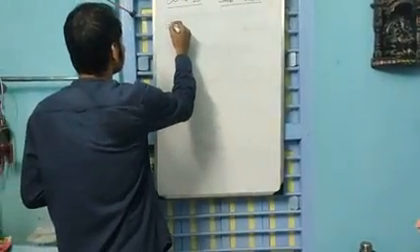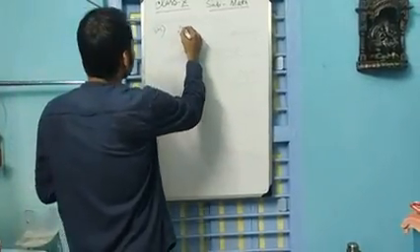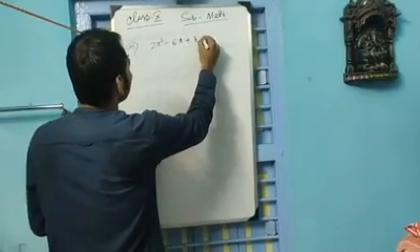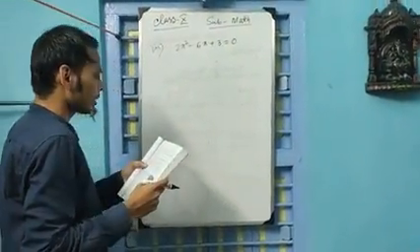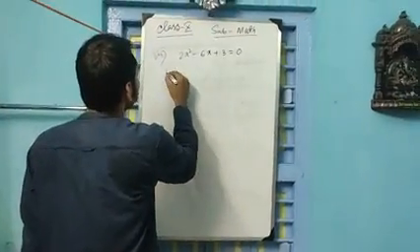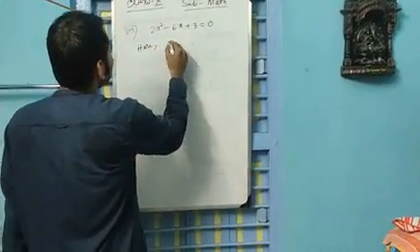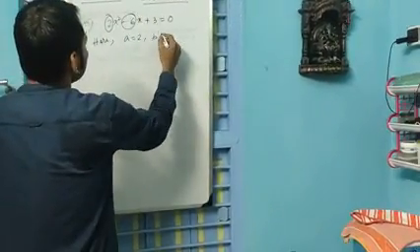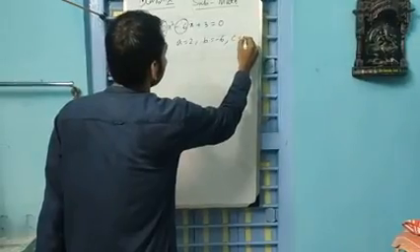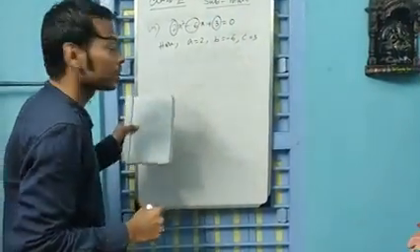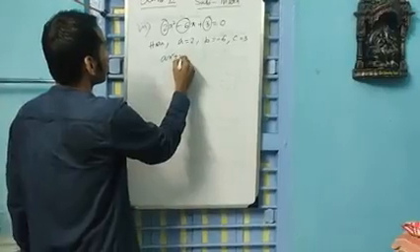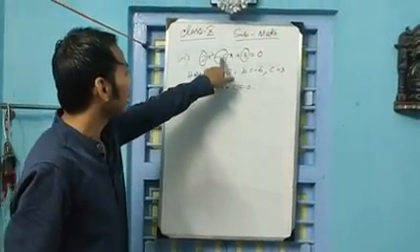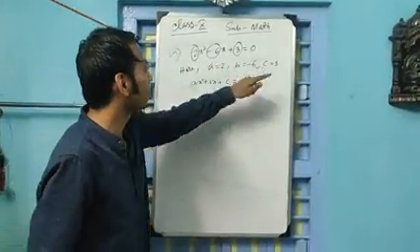Now question number 3: 2x² - 6x + 3 = 0. This is question number 3. Now here, comparing with the standard form ax² + bx + c = 0, we get a = 2, b = -6 and c = 3.